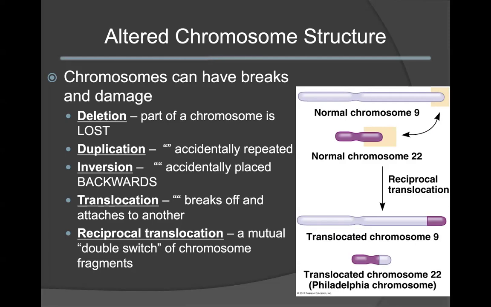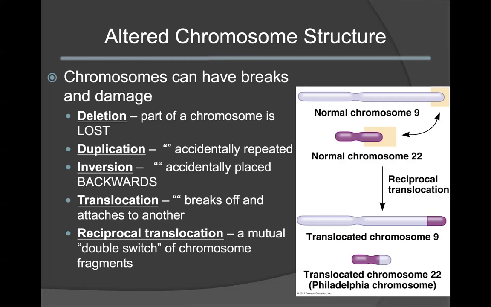At times, there can be a translocation mutation. This occurs when part of a chromosome breaks off and attaches to another chromosome. This can be a reciprocal translocation if you have a mutual double switch of chromosome fragments. This would be equivalent to having a crossover event between 2 non-homologous chromosomes. We can see here a common condition is to have a reciprocal translocation between chromosome 9 and chromosome 22.